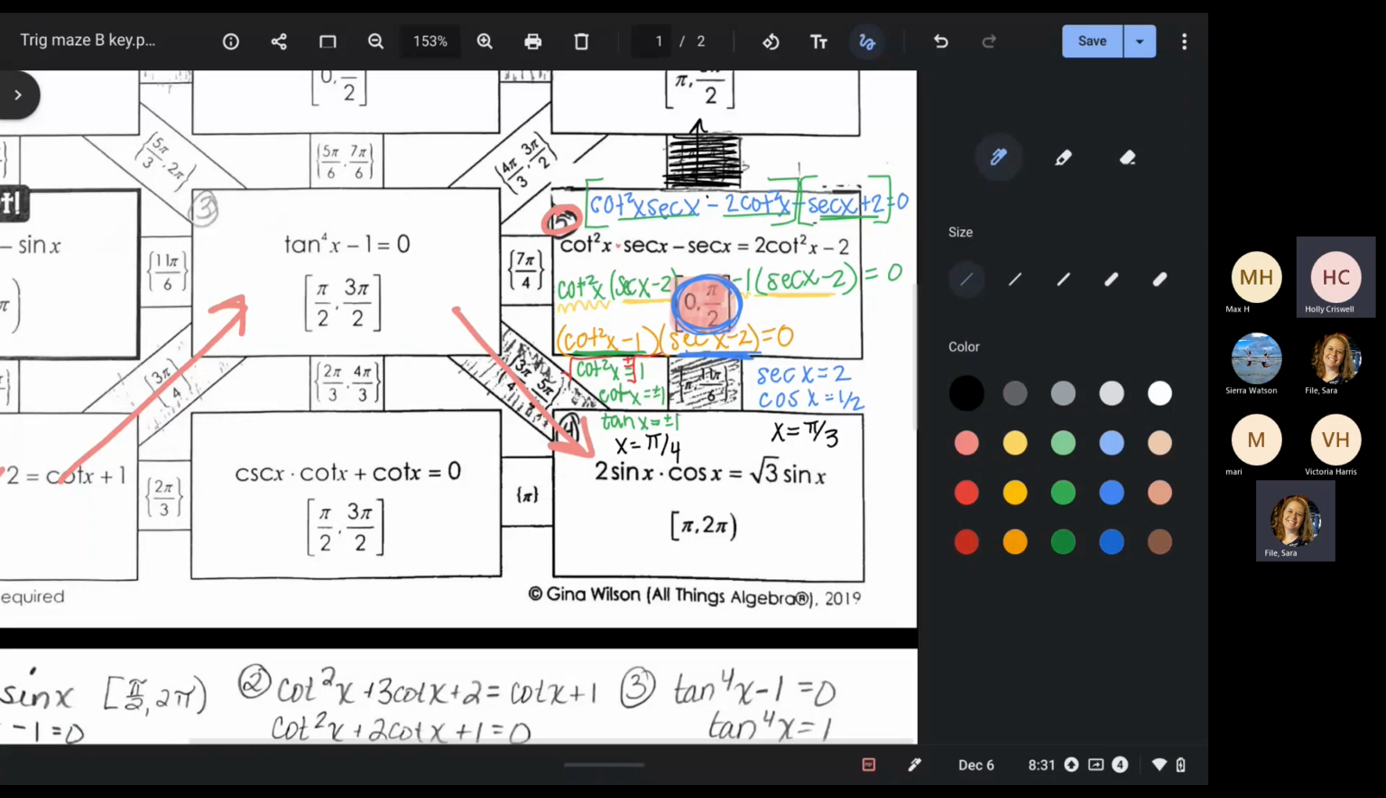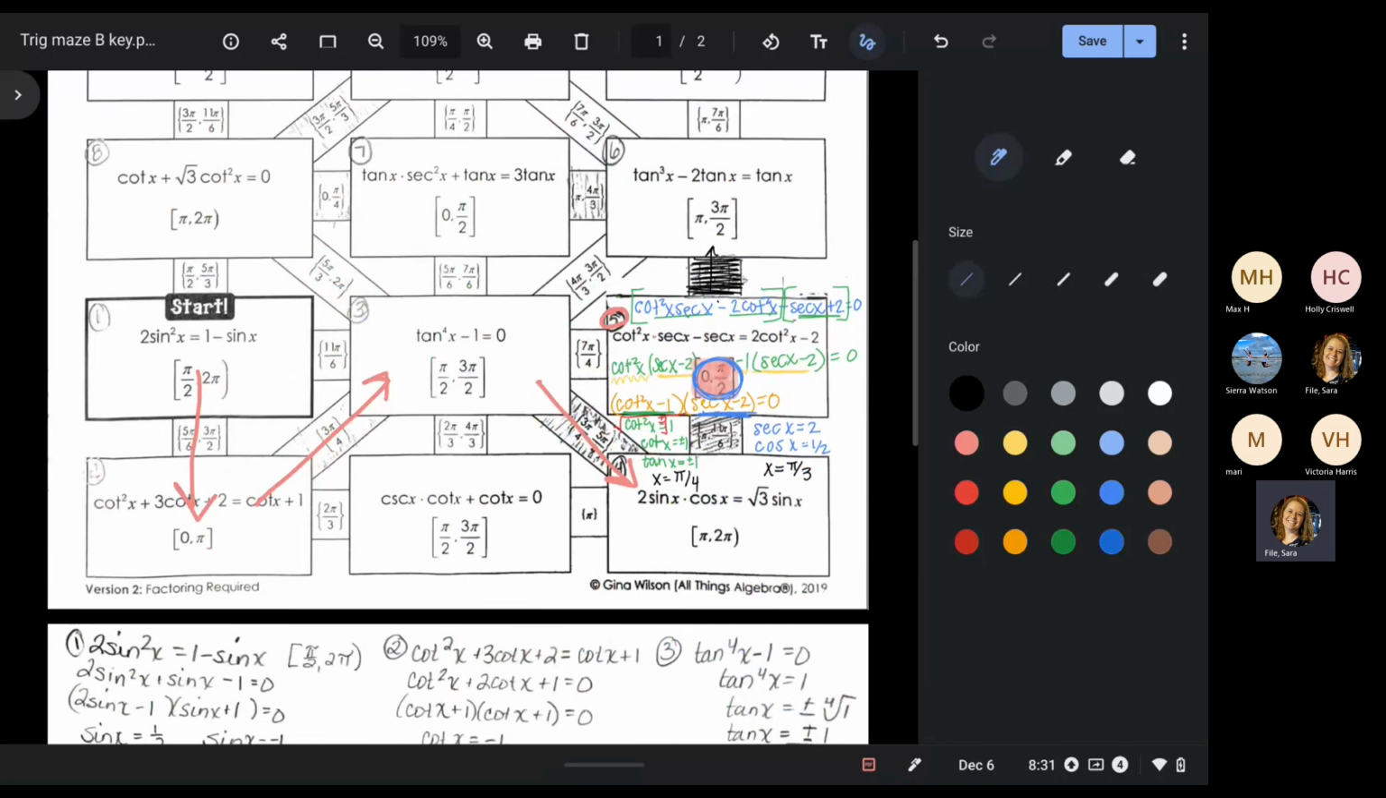Can you do number 6 with the tangent cubed? Yes. Okay.